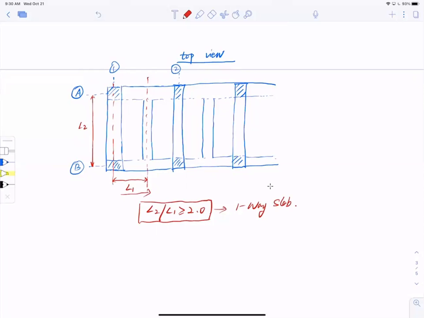So what are we designing for? We're designing a strip. Let me use the shaded area in red. We're designing a strip, which is the unit slab we're designing for, and this is 1 foot. So that is the design.